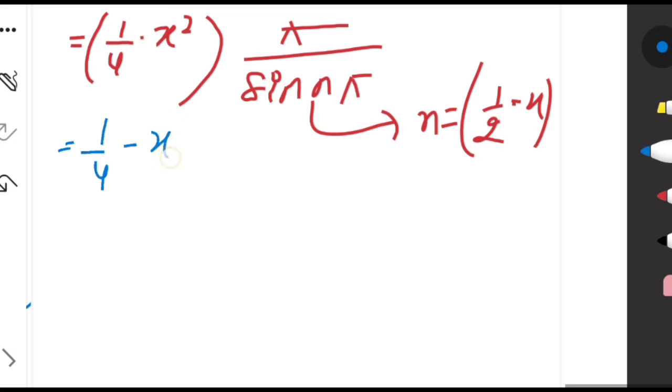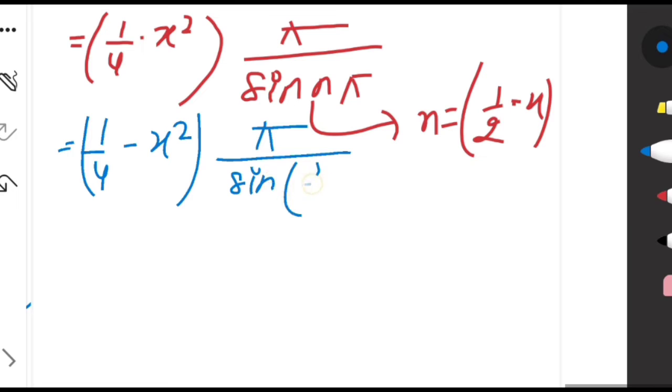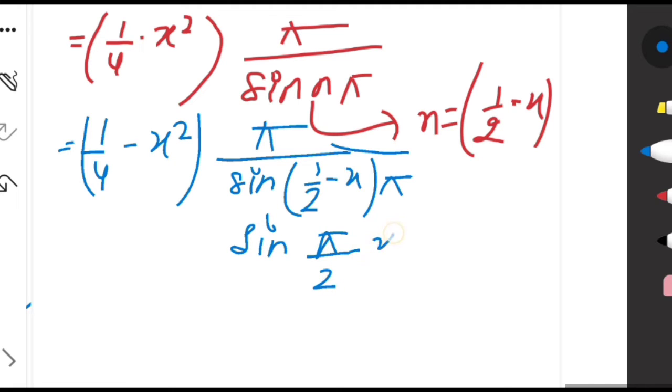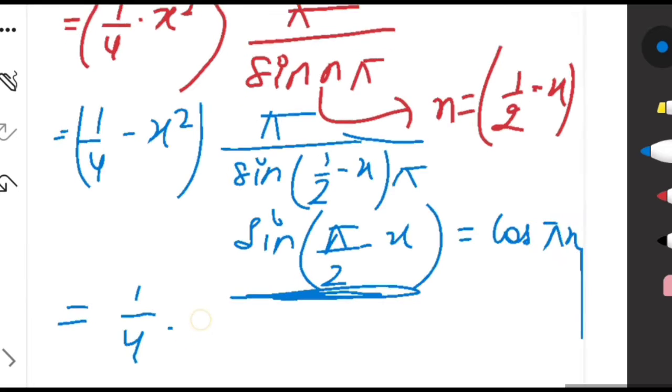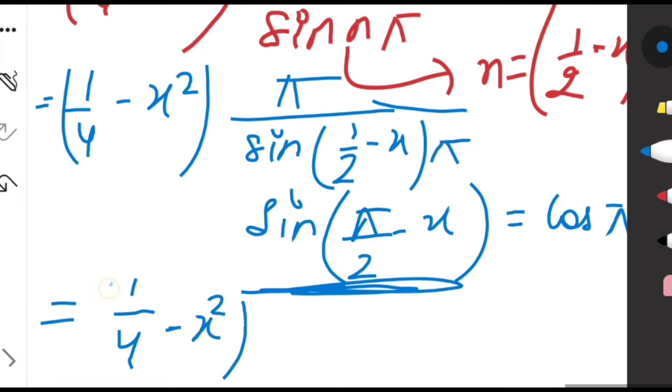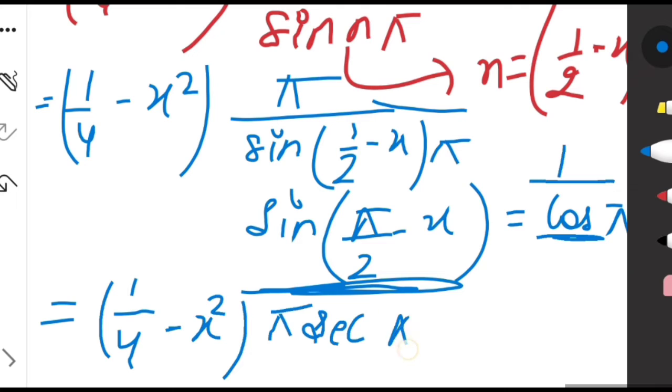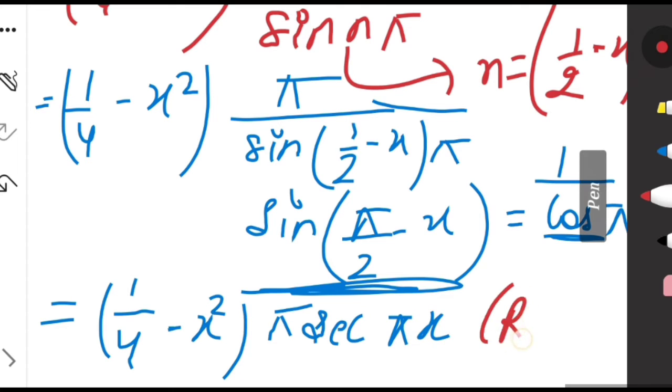Now I'm changing the formula: (1/4 minus x squared) pi by sine of (half minus x) pi. You can write this as sine of (pi by 2 minus pi x), and this is equal to cos pi x. So the answer is (1/4 minus x squared) pi, and instead of 1 by cos, I'm writing secant of pi x, and this is the RHS, hence proved.